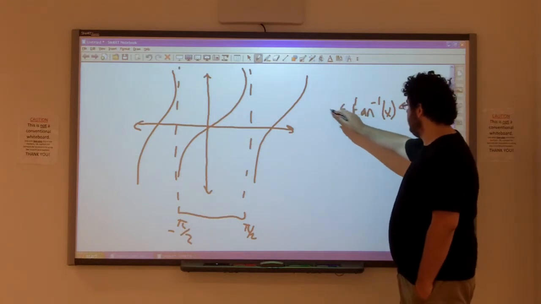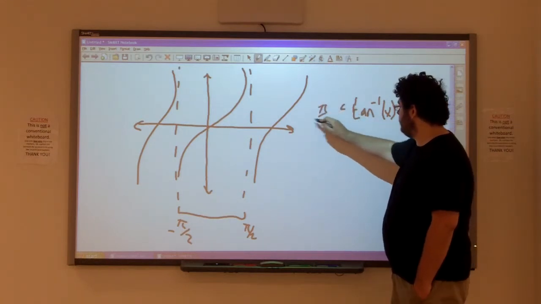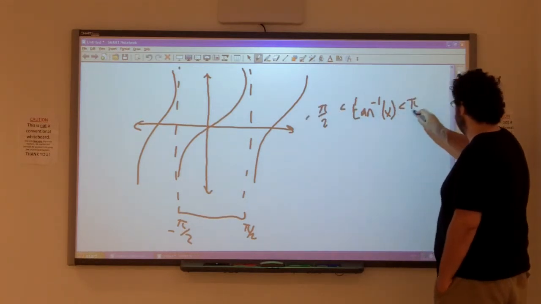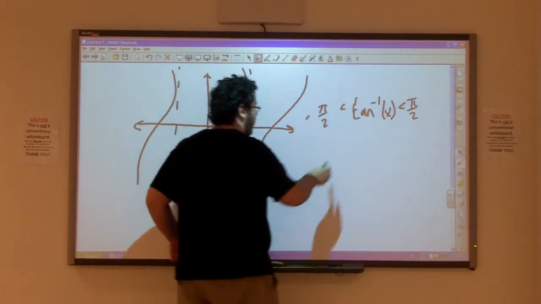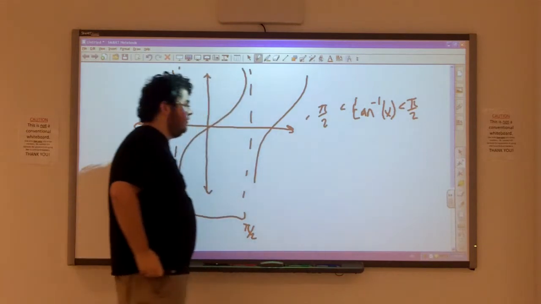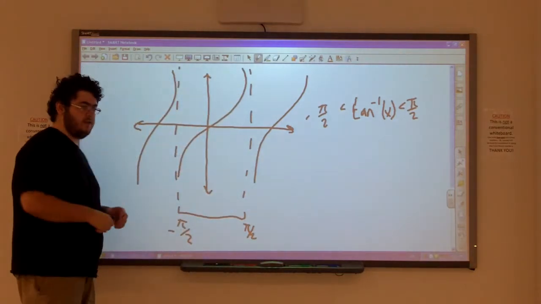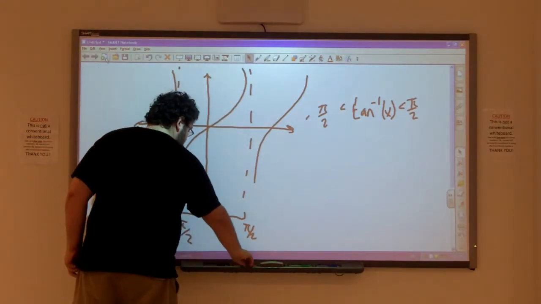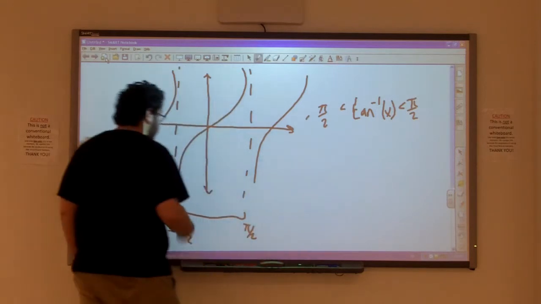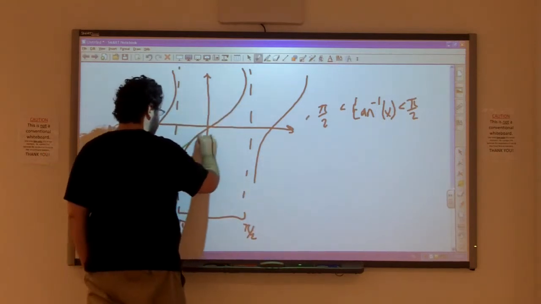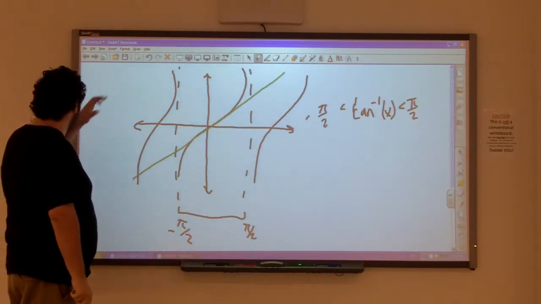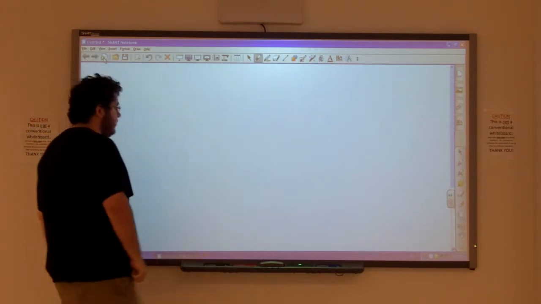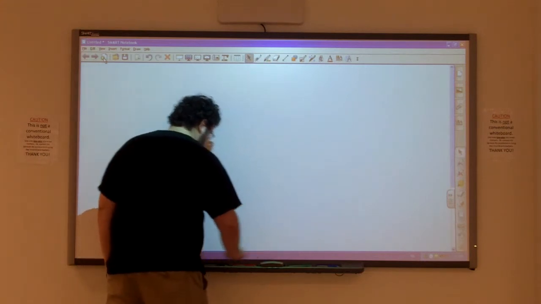So we're going to have between negative pi over 2 and pi over 2. So let's look again at why this should be a strict inequality rather than greater than or equal to or less than or equal to. So if we look at an inverse function and we want to graph it, we really just need to reflect the graph through that line. So let's do that first with tangent.